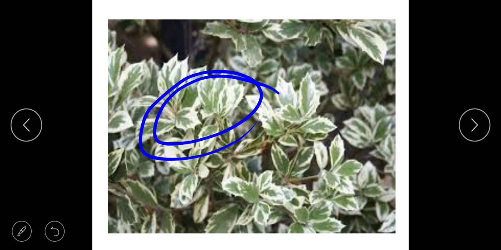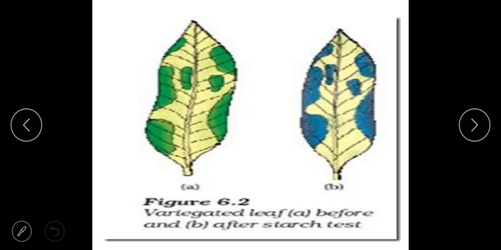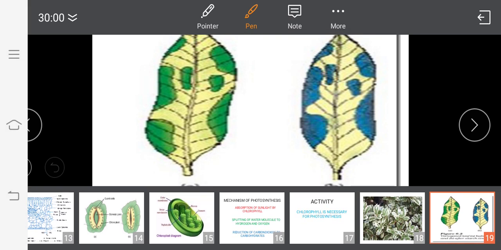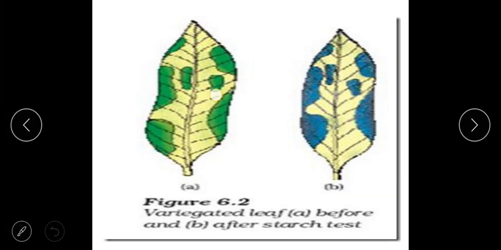You take the potted plant and keep it in the dark for at least 2 to 3 days. By doing this, all the starch present in it will be used up. Then bring the plant into the sunlight and keep it there for 5-6 hours. You pluck one of the leaves, sketch the leaf in your notebook and mark the chlorophyll areas as well as the non-chlorophyll areas, as shown in the picture. Then go for the experiment.